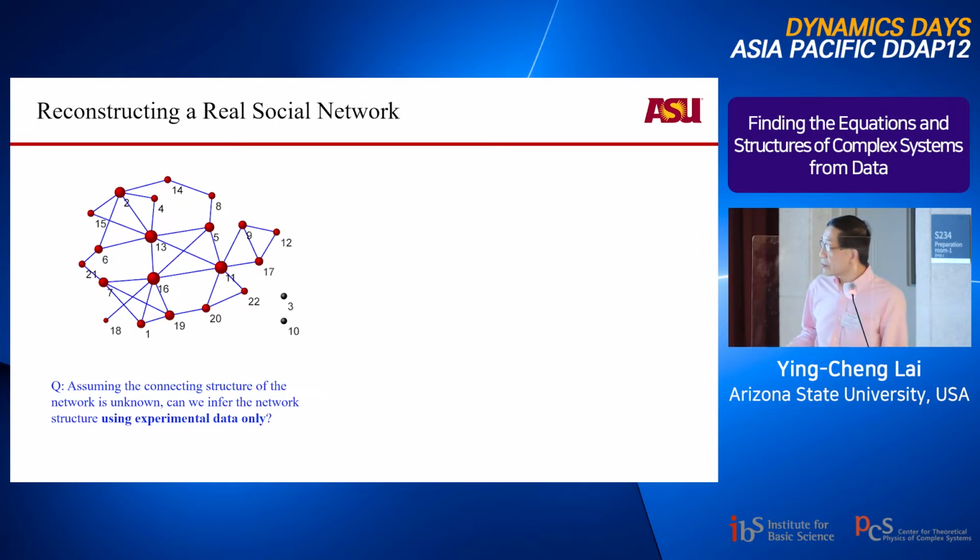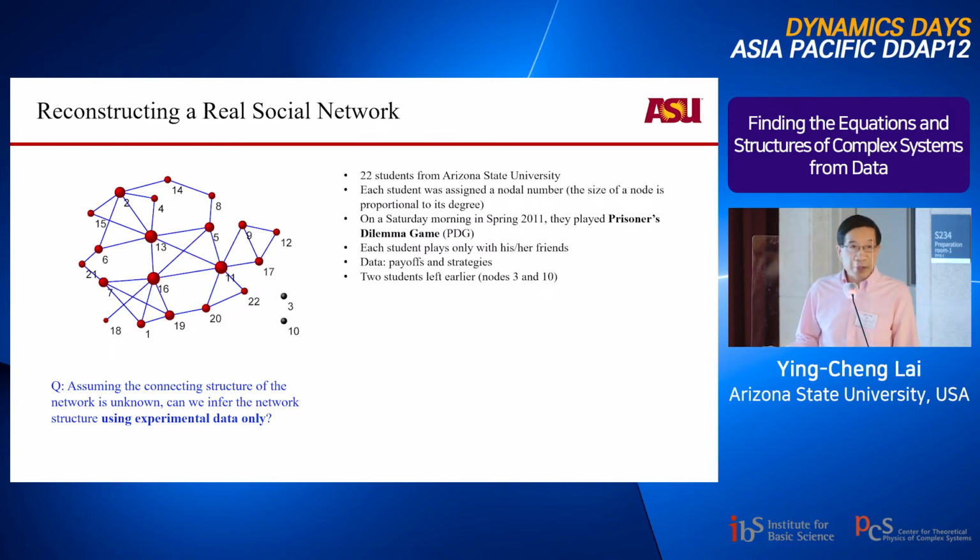And so we're assuming the connecting structure of the network is unknown. Now, how can we infer the network structure using this experimental data? By experimental data, I mean the following. We ask each student to play a game only with his or her friends. So in other words, if we look at node number 12, he or she is going to play a game with node number 17 or node number 9.